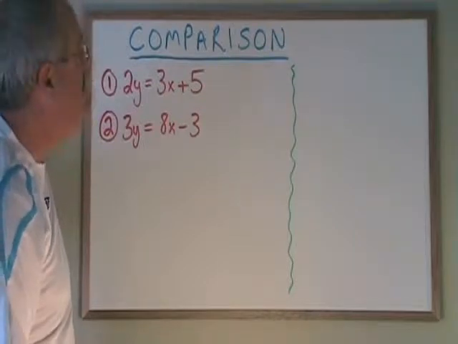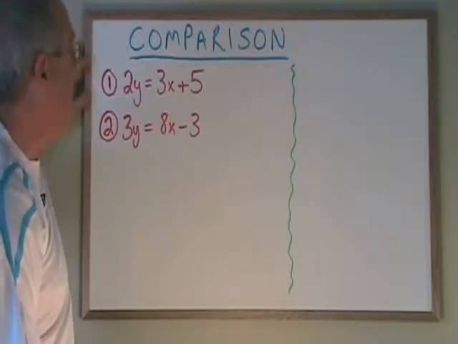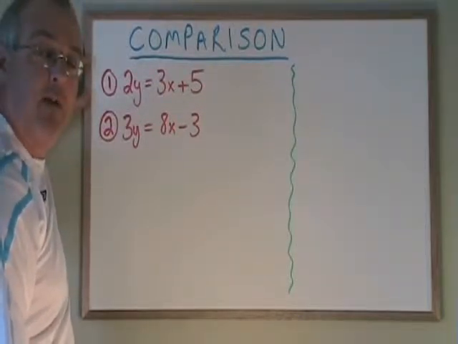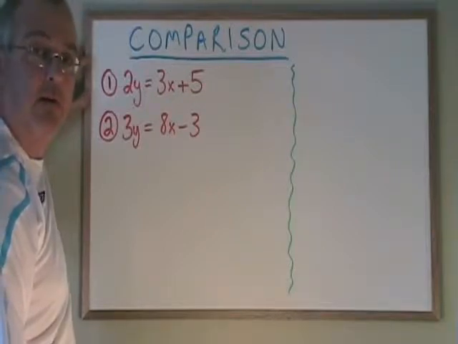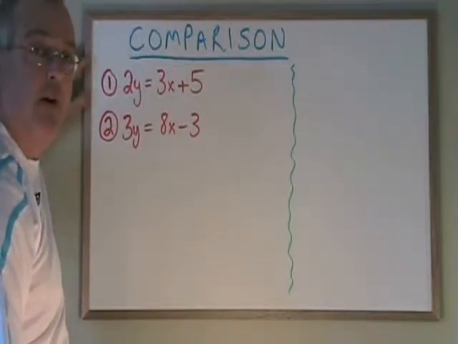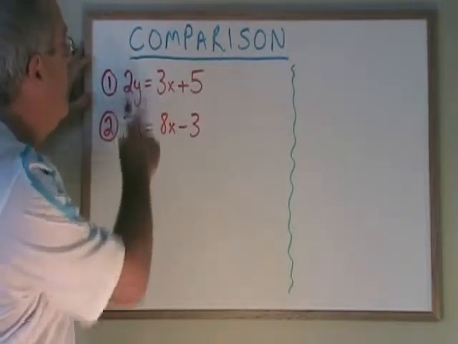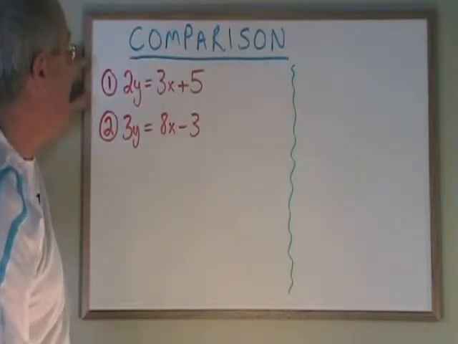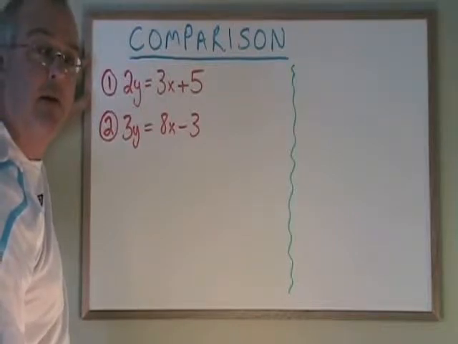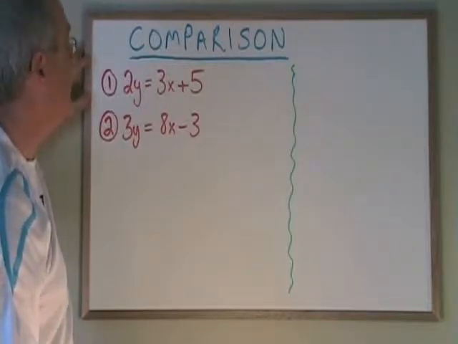Comparison is a method of finding the point where two straight lines cross without having to graph the straight lines. We can use algebra to find the point of intersection. In this example, I have 2y equals 3x plus 5 and 3y equals 8x minus 3, and I want to know the point of intersection.